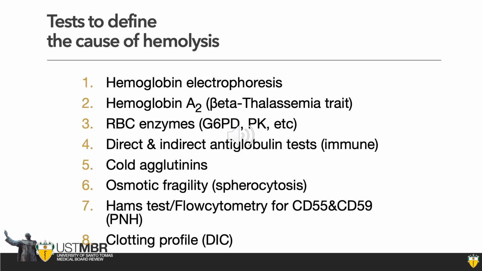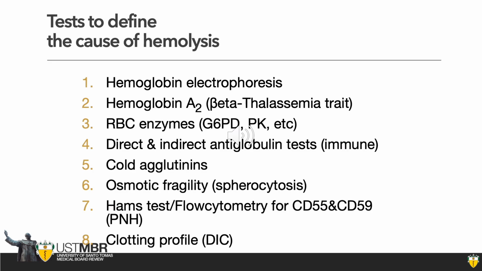And these are the special tests for hemolysis. So if you're thinking of hemoglobinopathy such as thalassemia, then you may request for hemoglobin electrophoresis. Okay. So this one is to look for if this is alpha or beta thalassemia. If you're thinking of a possible enzymopathy, then you can request for RBC enzymes. Then, if you're thinking of a possible immune-mediated or autoimmune hemolytic anemia, you can request for Coombs test or anti-globulin test, the direct and indirect Coombs test. Then you have cold agglutinin test.